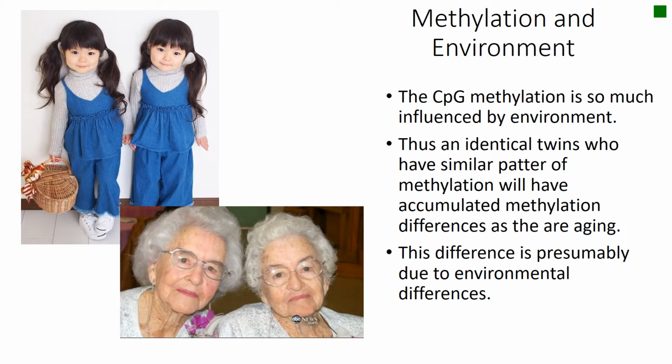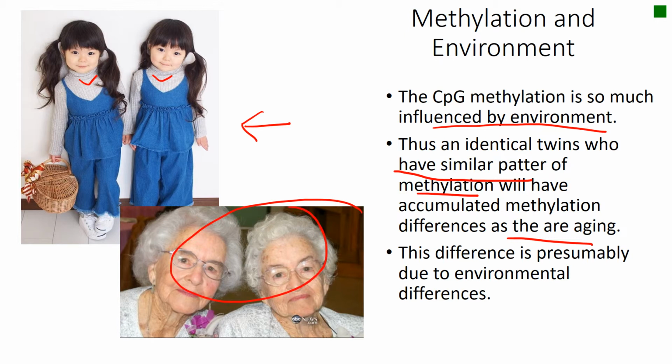Something interesting about methylation is that it is so much influenced by the environment. So for example, we have a pair of identical twins. When they were born or when they were very young, they have similar pattern of methylation because they are identical twins. However, as they are aging, there will be accumulation of differences. This is assumed to be caused by environmental differences.